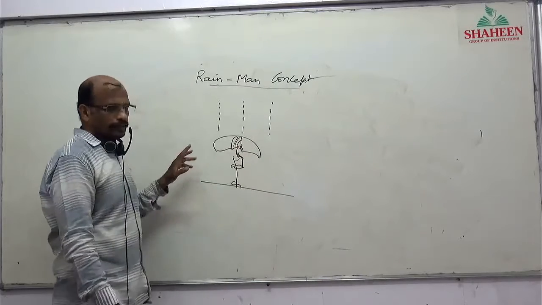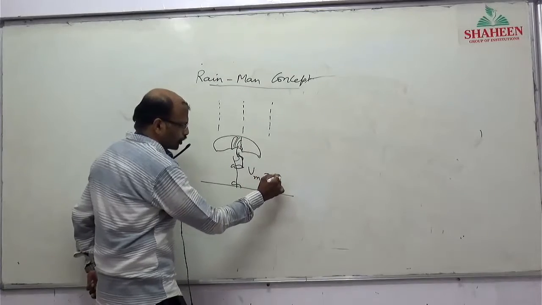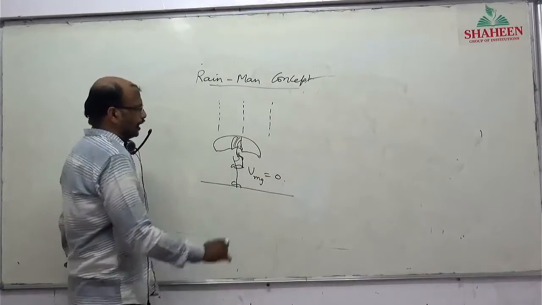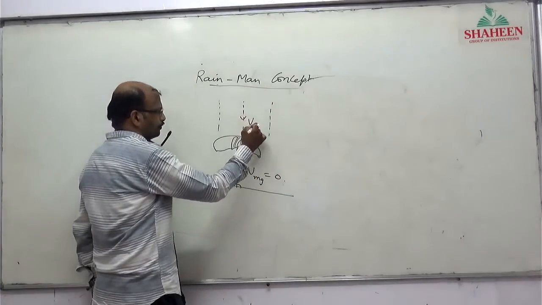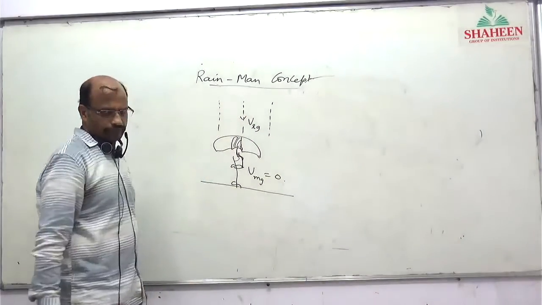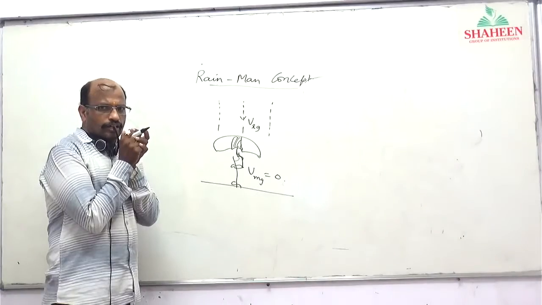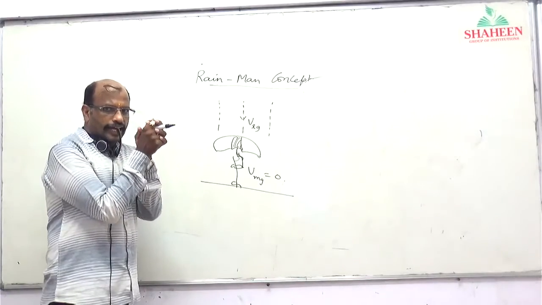He is catching an umbrella. See, man is at rest. Velocity of man with respect to ground is 0. And velocity of rain is vertically downward. Velocity of rain with respect to ground is vertically downward. So in which direction should he catch his umbrella? Straight or at an angle? He should catch it straight.